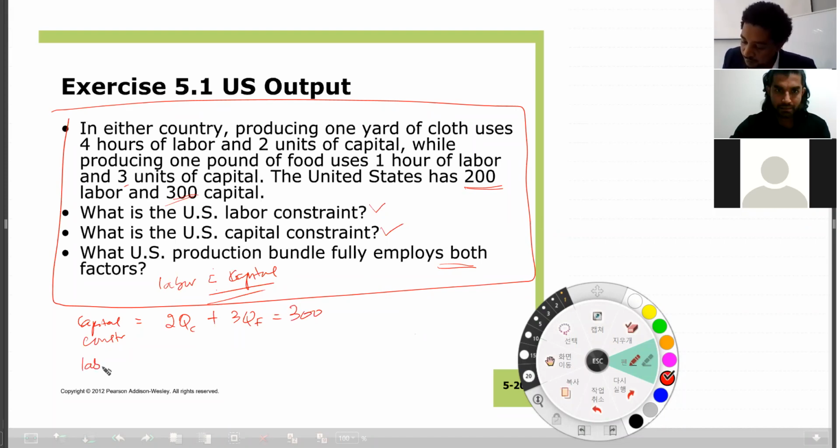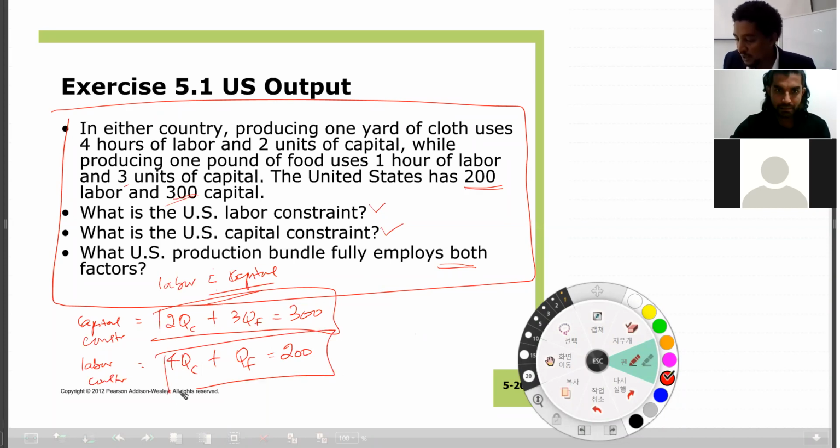And the labor constraint we have is total labor required, right? So total labor for clothes is 4 hours of labor. So 4 QC for clothes plus for food, we have 1 hour of labor required. So 1 times QF is QF, right? Which is equal to the total labor we have in the US, 200. Okay, so take these two as your labor constraint and capital constraint graphs. From this you can compute for QF.